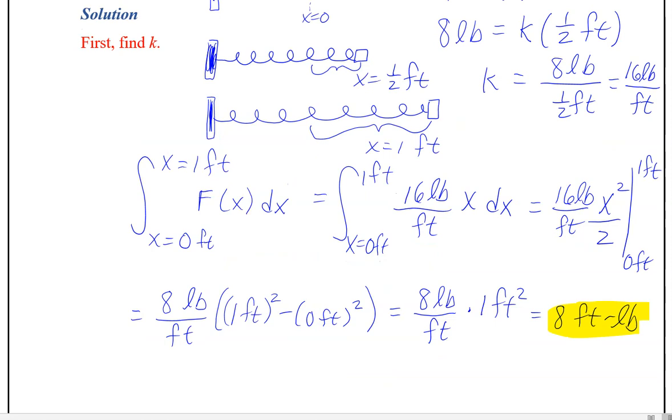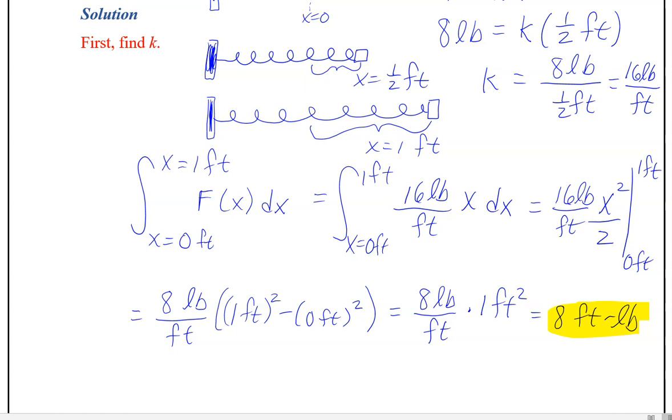Notice that we leave the units on the limits of integration. When we integrate x, we get x squared over 2, and the 2 and the 16 reduce to 8 pounds per foot, multiplied by 1 foot squared minus 0 feet squared. This gives us 8 pounds per foot times 1 square foot, or 8 foot-pounds of work.